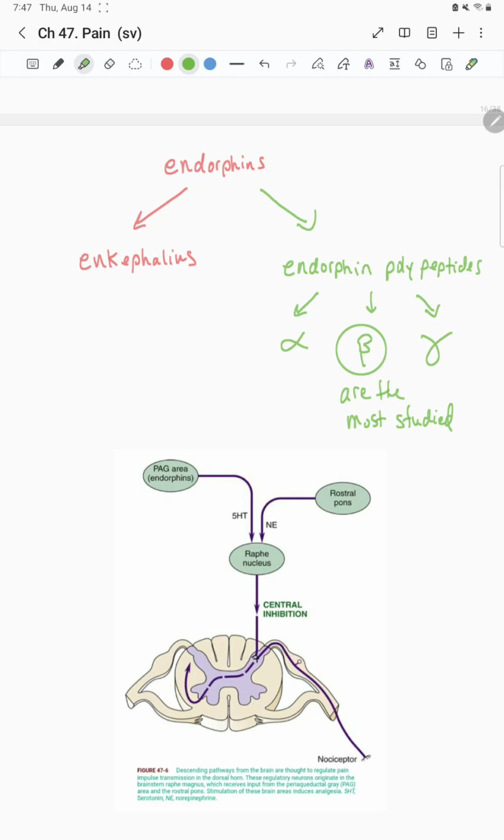Okay, so in other words, when you release endorphins, this is pain modulation. So it does help block pain or decrease pain. And in some people, like runners, this is what is released to give you the so-called runner's high.